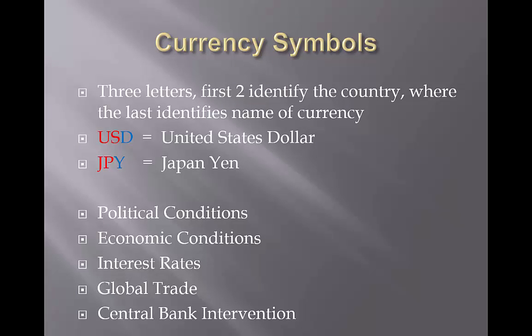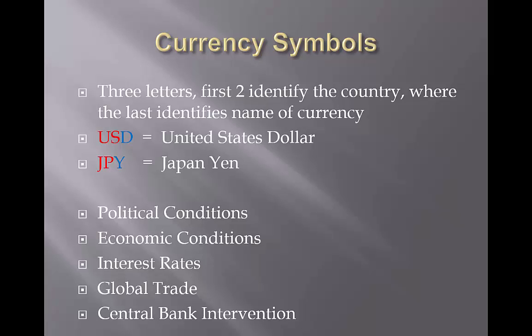Currency symbols are identified by the first two letters being the country, and the last letter identifies the name of the currency. In the two examples below, you can see how the US dollar and Japanese yen are identified in Forex trading. Currencies are priced by the following conditions. Political conditions. The stability or instability of a country or region has a direct reflection in how the rest of the world views both the country and their currency.